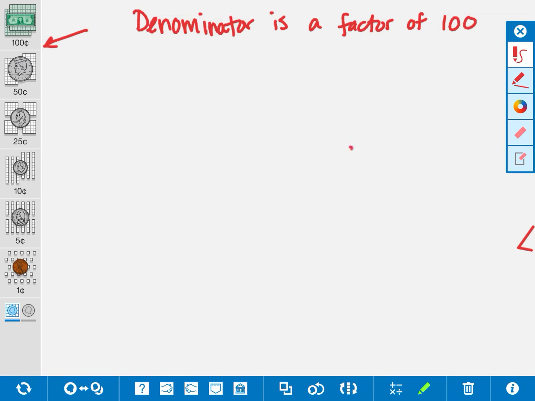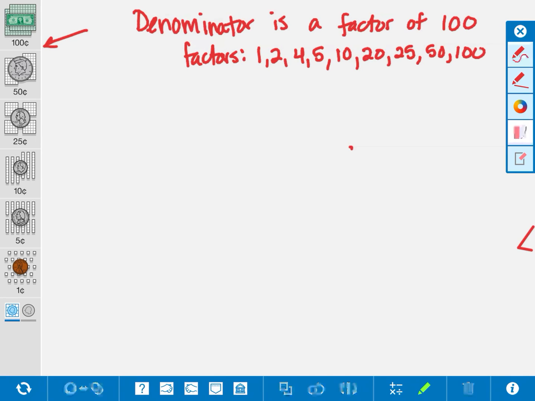Well, what are those factors? Some would be 1, 2, 4, 5, 10, 20, 25, 50, or 100. So if our fractions have any of these denominators, money pieces would be an option for us to use. All right, let's practice.